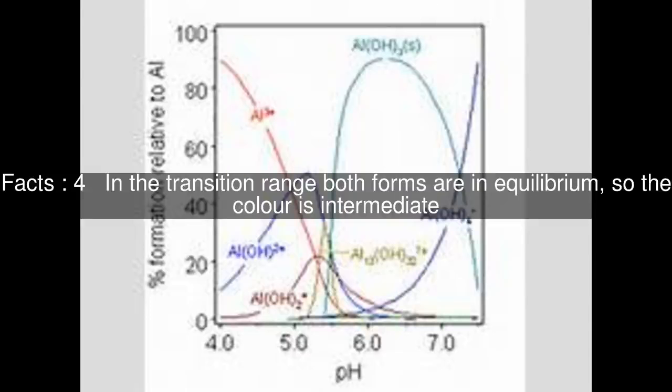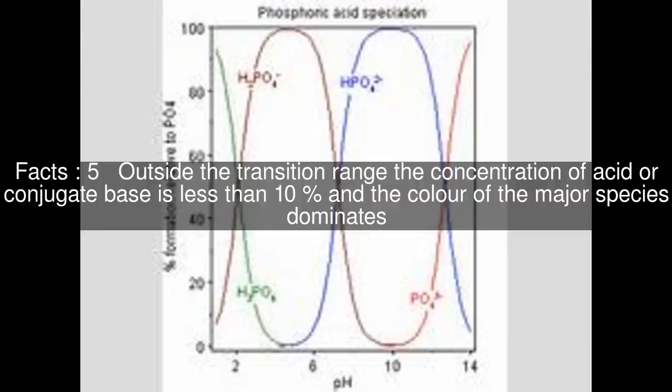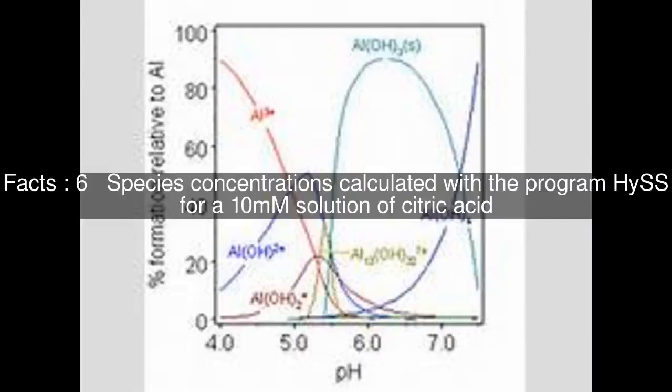In the transition range both forms are in equilibrium, so the color is intermediate. Outside the transition range the concentration of acid or conjugate base is less than 10% and the color of the major species dominates. Species concentrations calculated with the program HySS for a 10 mM solution of citric acid.